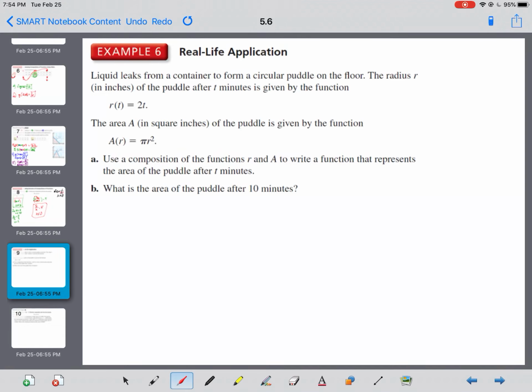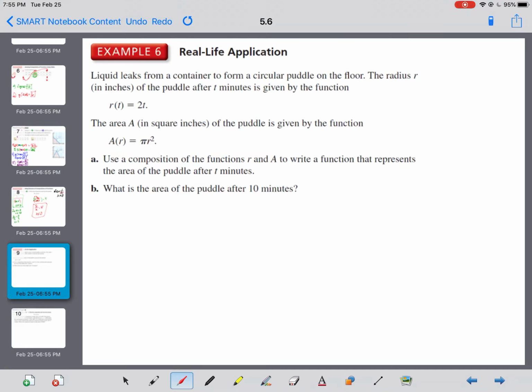Liquid leaks from a container to form a circular puddle on the floor. The radius r in inches of the puddle after t minutes is given by the function. So r is radius and t is time. The area, big A, in square inches of the puddle is given by the function area A of r, or area according to the radius, is equal to pi r squared. So they used A of r because area is in terms of r. You use the radius to find area of a circle. Use a composition of functions r and A to write a function that represents the area of the puddle after t minutes.